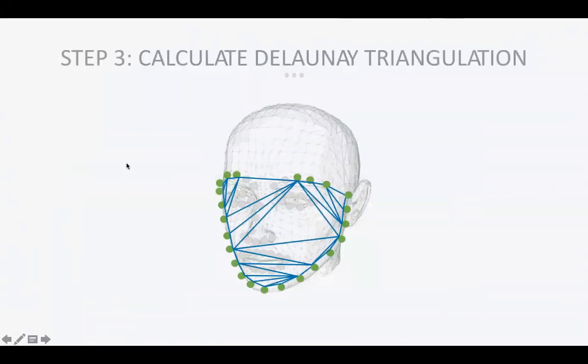So the next step is called Delaunay triangulation. I've drawn it here on this slide. Delaunay triangulation is basically that we create a mesh of triangles that use the landmark points as their corner points, and they completely fill the face. So it's a web of triangles that completely covers the face. And the reason that we do this is because we need to warp my face onto Bradley Cooper's face.